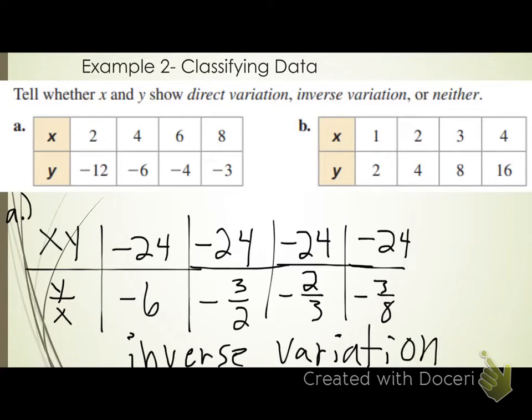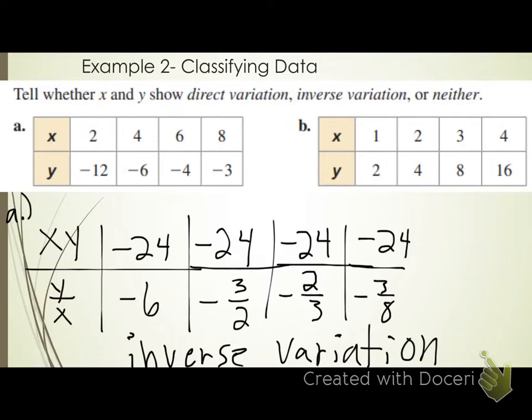We saw the relationship between x and y whenever we solve for a. For inverse, it's x times y. For direct, it's y divided by x. So I just do that with all the values in my table. Multiply all the x and y values together. Divide y divided by x. Whichever one's constant, that's what variation you're going to have. So if neither one of them are constant, you would put neither. Does that make sense? Okay. Questions on letter A?